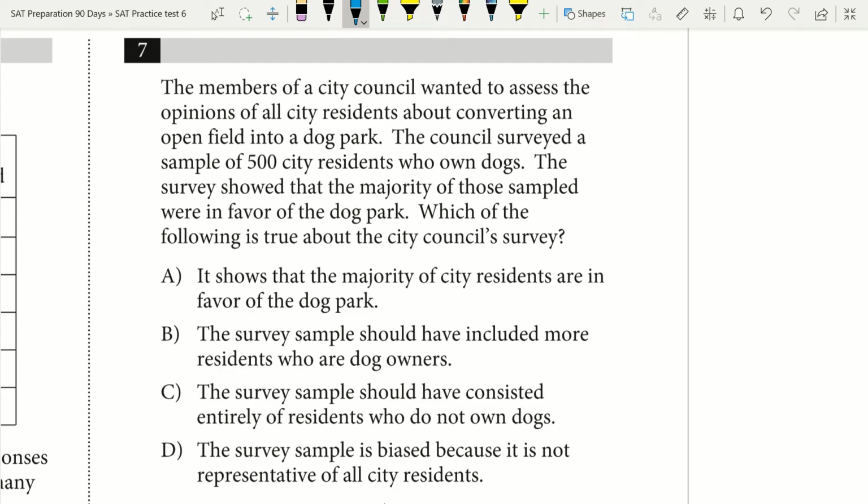Today I have an SAT math tip and trick for you that deals with applying statistics and a set of data to form a conclusion based on a survey. In this case, I'm going to use question 7 from SAT practice test 6 to illustrate this point.